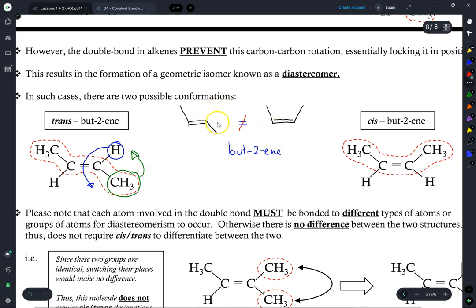So if these two structures are different, then I need a way to tell the reader how to differentiate between this butene, where it's locked in the position pointing up and pointing down, or this version of butene, where it's locked in position pointing up and pointing up. Which is the reason why we have the prefix trans and the prefix cis, where trans means to cross or opposite sides, and cis means same side.